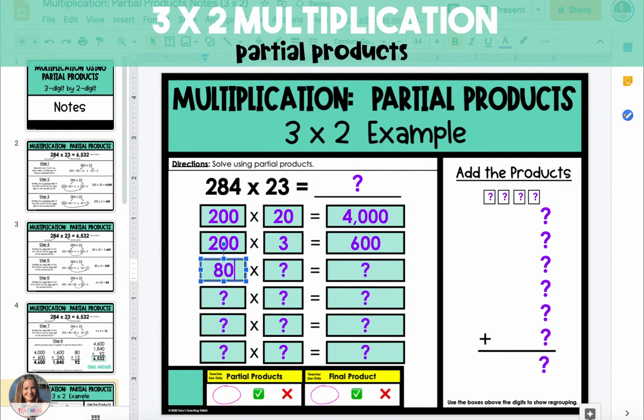Next, we'll take the 80 in 284 and we'll multiply it first by the 20 in 23. 80 times 20 is 1,600, and then we're going to multiply 80 by 3, which is 240.